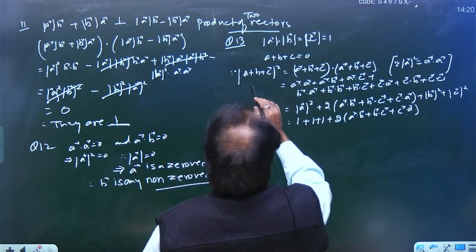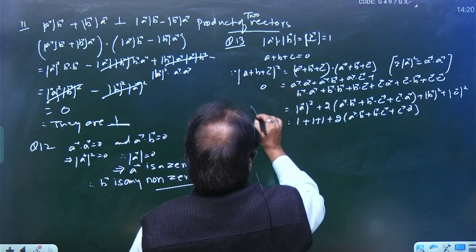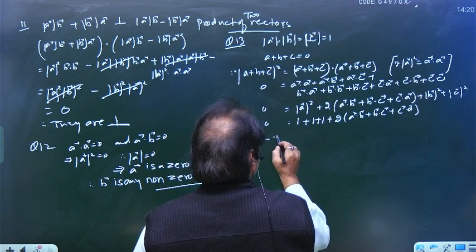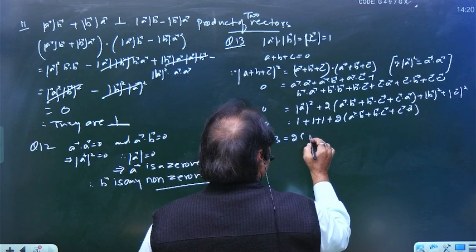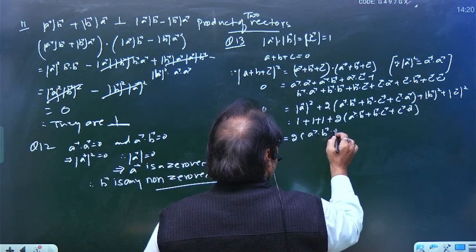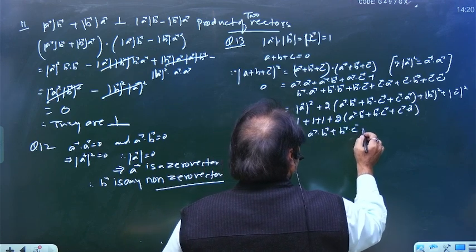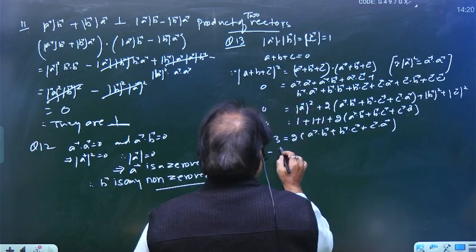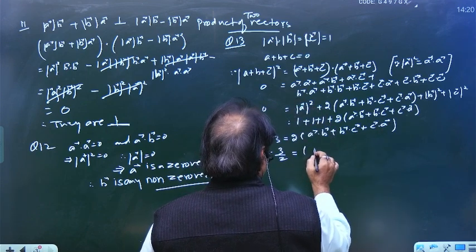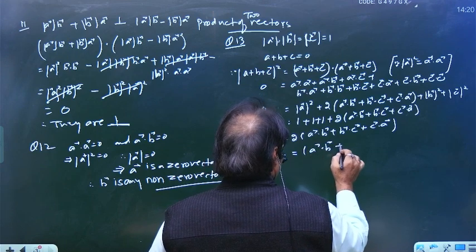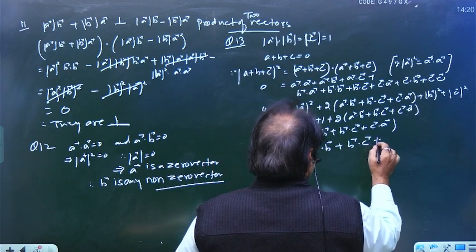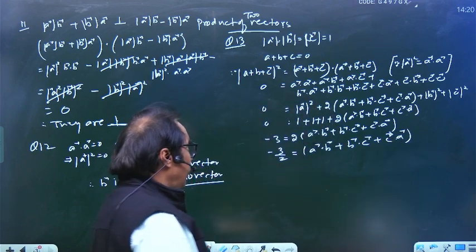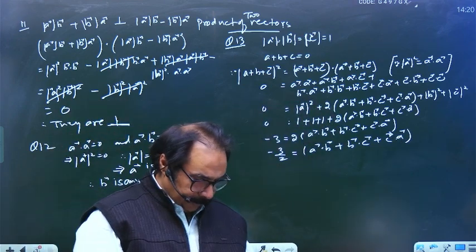So this is A plus B plus C is 0. So this will be 0, 0 and 0. So this is minus 3 is equal to twice of (A dot B plus B dot C plus C dot A). Okay. So this is minus 3 by 2 is equal to A dot B plus B dot C plus C dot A. Okay. So this is the answer of this question number 13.